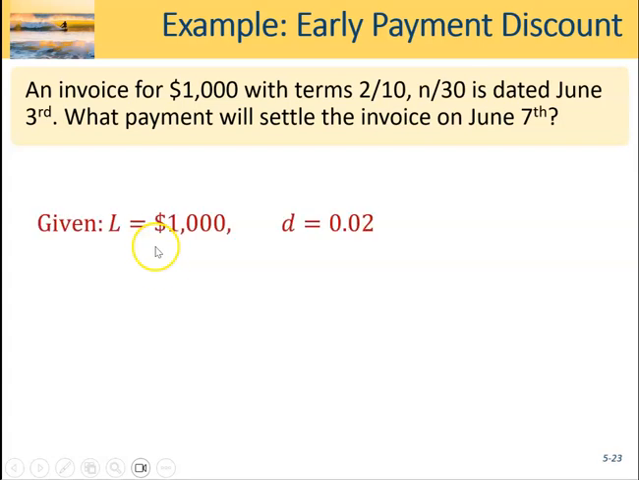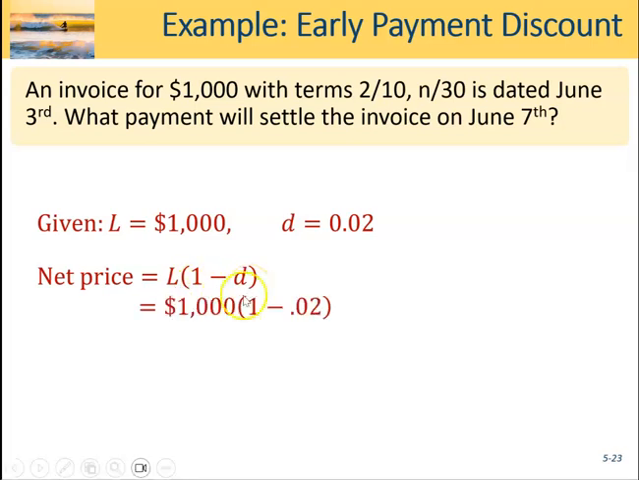Okay, so let's solve it. So we've got L for the 1,000. The discount is your 2%. We know our formula, which is the net price, or the amount that we need to pay. And that equals the list price. The list in this case is being the full amount of the invoice and then any discount we're entitled to. So we know that if we pay it within the 10 days, we only have to pay $980 instead of the $1,000. And because June 7th is within the 10 days, that is the amount we need to pay.